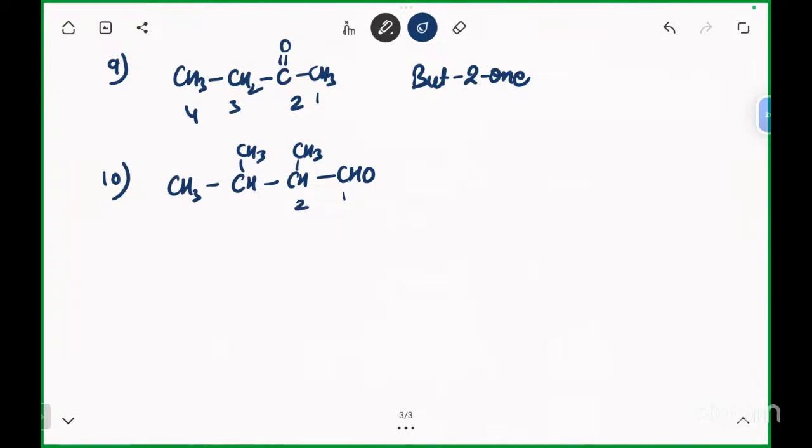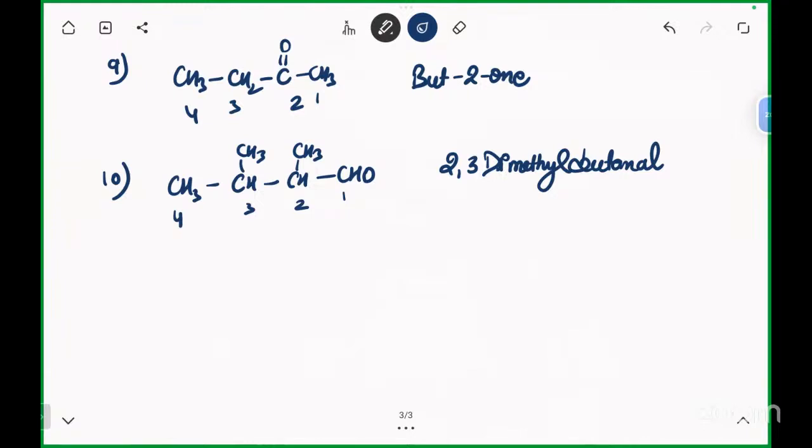So 1, 2, 3, 4. On the second and the third position we have a methyl group, so it will be 2,3-dimethyl. The first letter D will be capital, dimethyl. 4 carbons are there, then butanal, just because the aldehyde group is present. So these are some examples which can be easily done with the help of basic IUPAC.